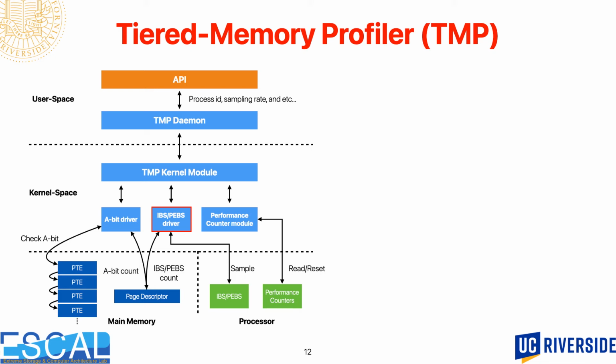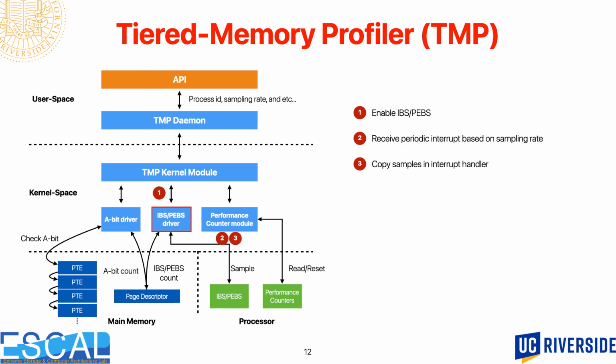The IBS and PBS driver is responsible for managing hardware features, including MSR registers, the interrupt handler, and the sampling rate. In order to collect samples from IBS and PBS, the IBS-PBS driver should be enabled. After initialization, MSR registers will collect samples. Then an interrupt will be generated at every sampling period. The interrupt handler will be executed, and it will store samples into a memory buffer. The driver increments the IBS PBS count in the page descriptor.